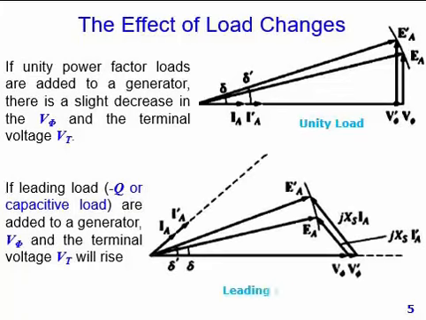But if the load is leading, in that case, if leading loads are added to a generator, V phi and Vt will rise. This is how we see that V phi before increasing the load was here, but after increasing the load, V phi bar would be increased.